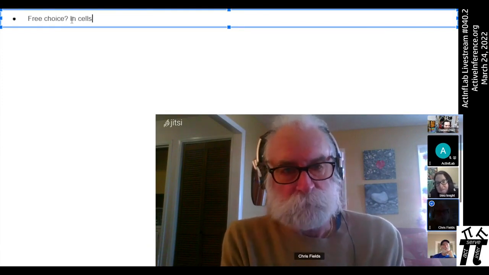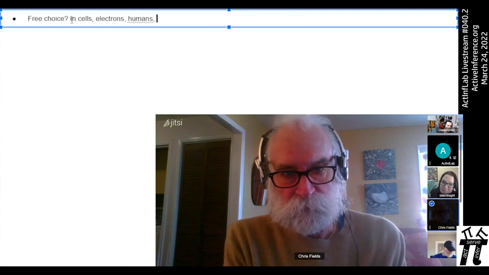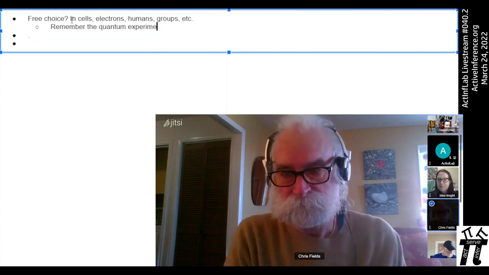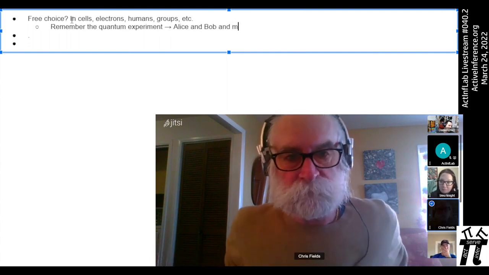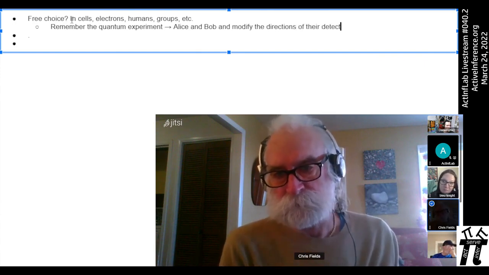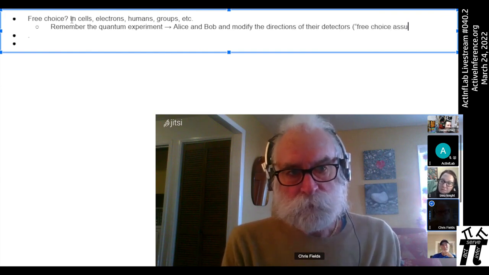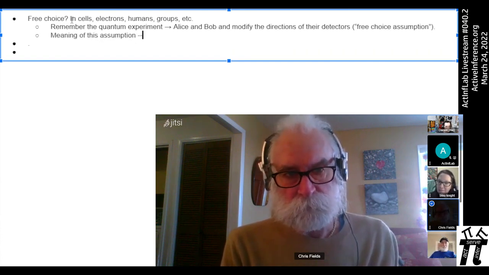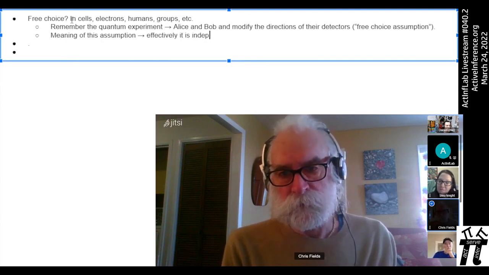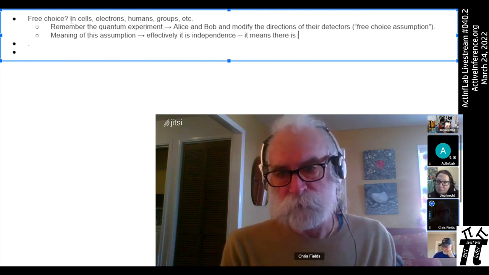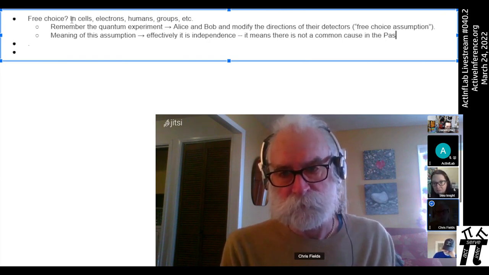One is, remember in talking about the canonical entanglement experiment, part of the description is that Alice and Bob can alter the directions of their detectors however they want to, at random, independently, during the experiment. So that's the free choice assumption, as it's called in physics. What that assumption means is effectively an assumption of independence. It means that there's not some common cause in the past that determines what they're going to do as they operate their detectors.